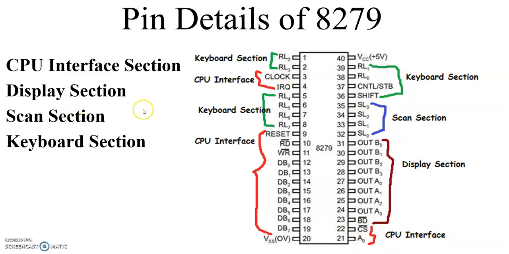Next, the display section. Here the display section has OUT B0 to B3 and OUT A0 to A3. Then the next one is the scan section, belonging to SL0 to SL3. Next, finally, the keyboard section belonging to RL0 to RL3, and then control and strobe, and shift. So these are all the pins belonging to the keyboard section.